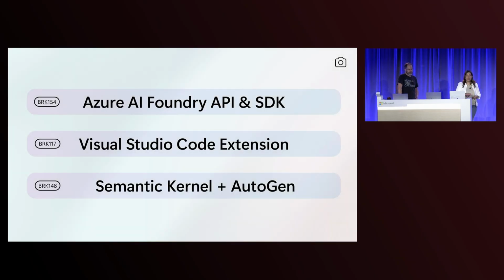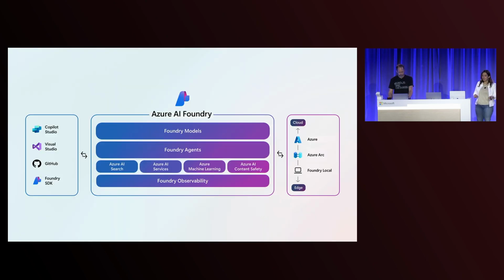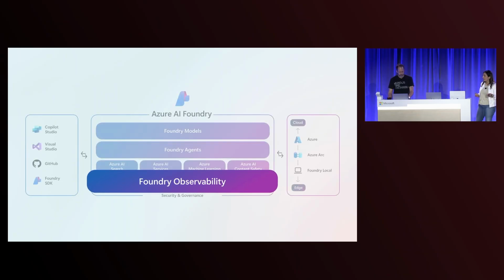So some of the other things that we saw, we forgot to mention the Visual Studio Code extension. We can show that in a minute. So the API, the SDK, the Visual Studio Code extension, Semantic Kernel, and AutoGen, more sessions for you to go and learn about that. And then we're going to go now to our final chapter, which is all around Foundry observability.